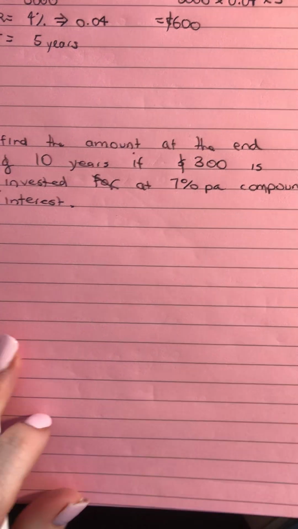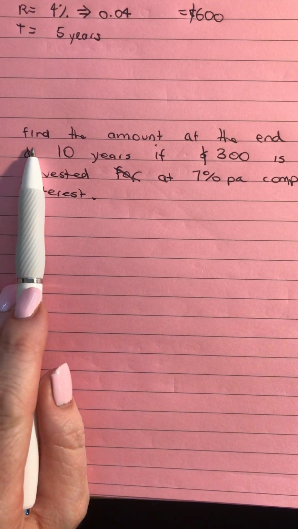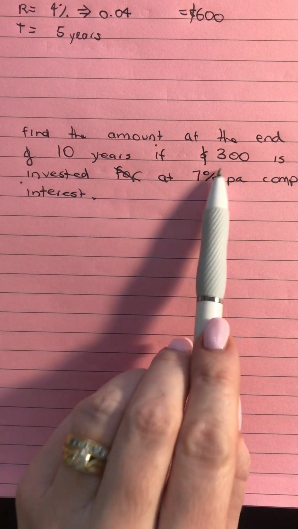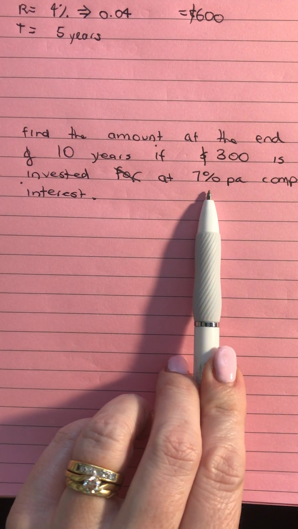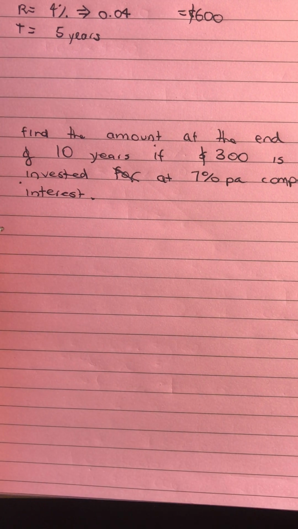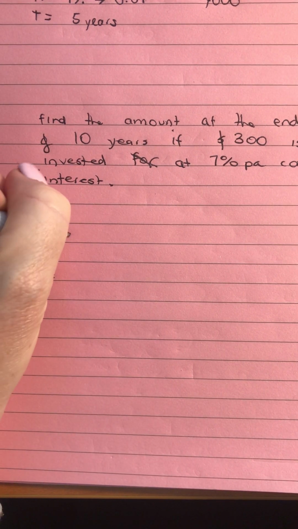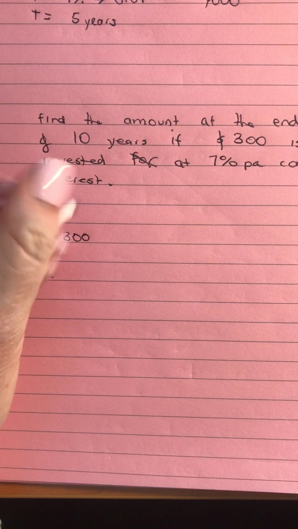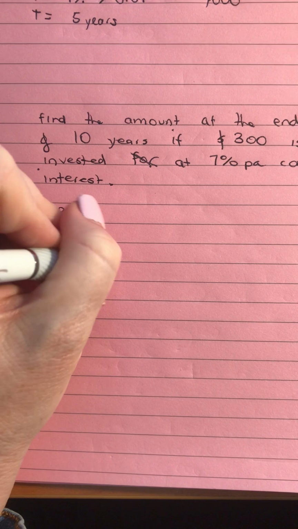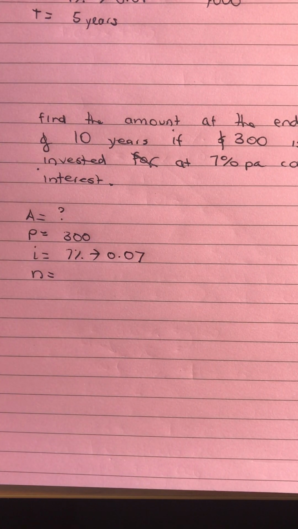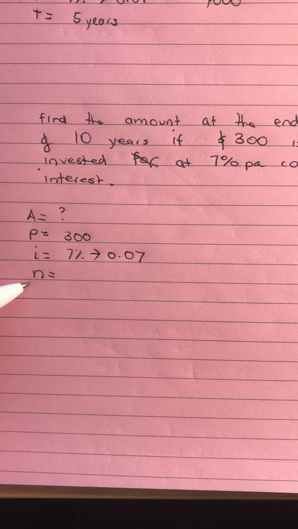The last one that I'm going to look at is a compound interest one. We want to find the amount at the end of 10 years if $300 is invested at 7% per annum compound interest. So I'm going to write down my A, P, I, N. My amount, I don't know. My principal is $300. My I is 7%, and I'm going to change that to 0.07. We're having compounding annually in Year 9, so we don't need to do any changes, but if you have compounding monthly or quarterly, obviously you'll need to change your I and you'll have to change your N. Our N is 10, so we then write our rule.